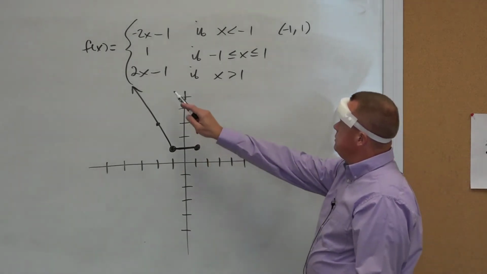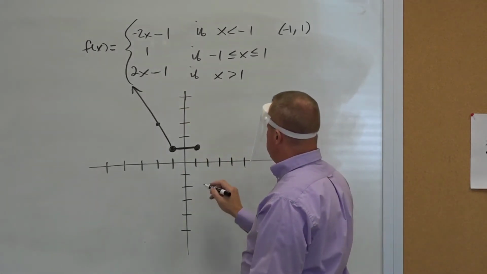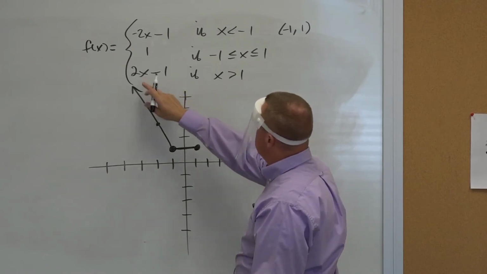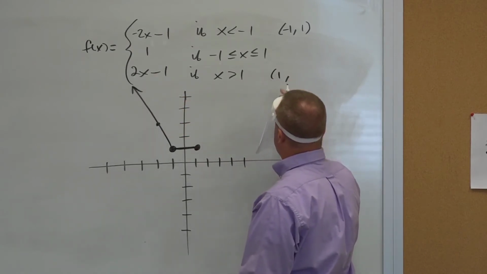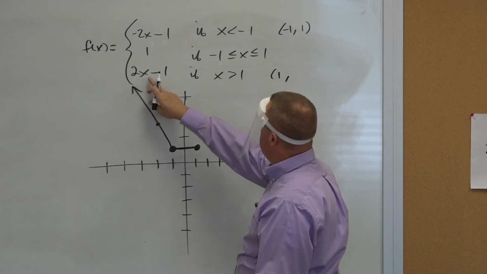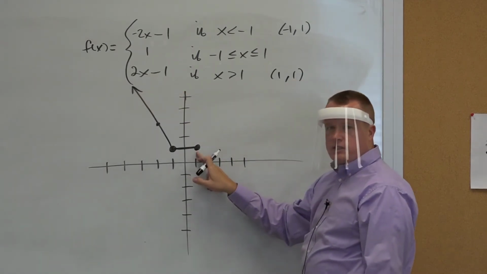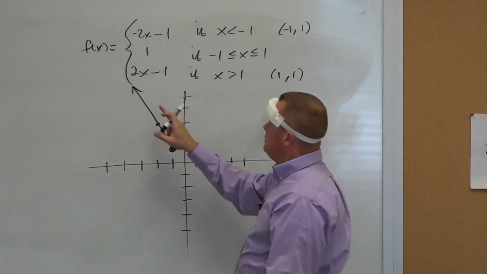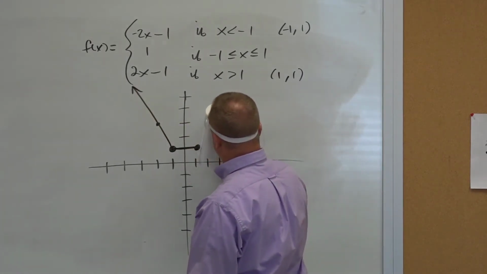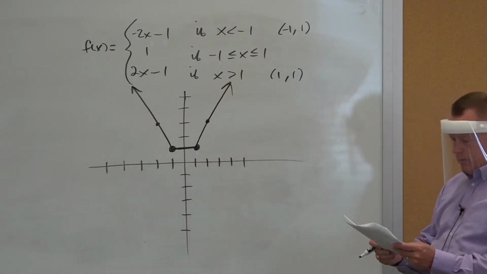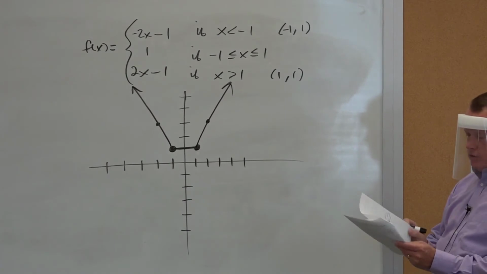And now this one, 2x minus 1. All right. If I put 1 in the place of x there, I get 2 minus 1 is 1. I get 1, 1, which is the point right there. So this is all just connected. Okay. Slope is 2. Up 2 over 1 would be right here. That would be that part. That would be the graph of that piecewise function.